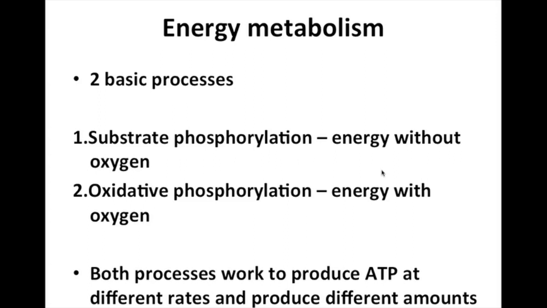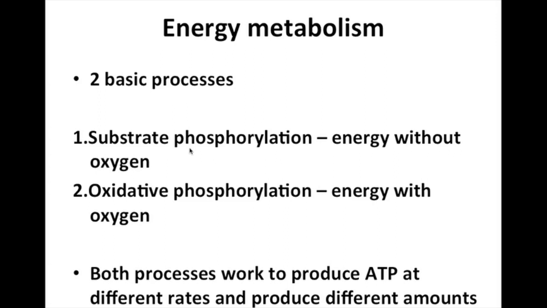So there are two basic processes that our body needs to go through in order to create energy. So first of all, there's substrate phosphorylation. So substrate just refers to the starting product. So that's the food that we eat. And this is when we break down the food, but we're creating the energy from that food without the use of oxygen. Then we have oxidative phosphorylation, which is when we add oxygen into our system and then the food that we eat then gets converted into energy.